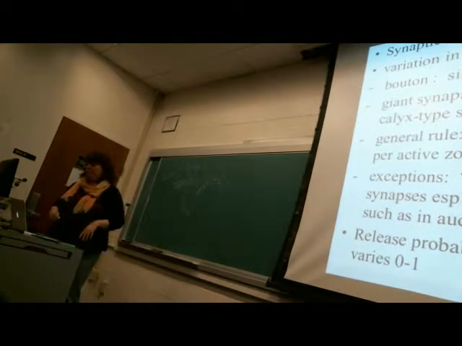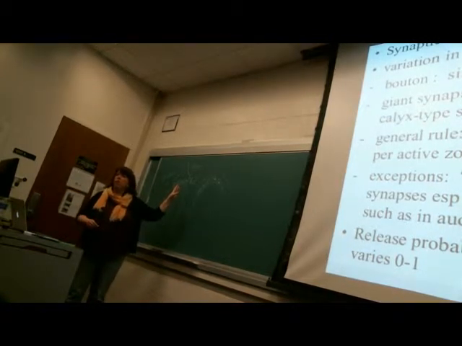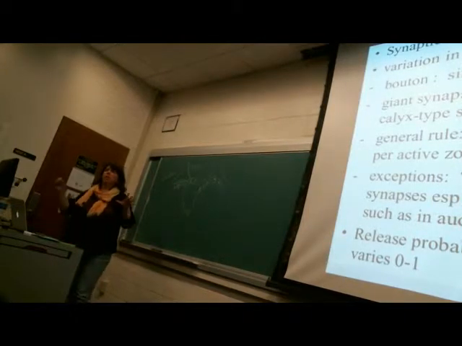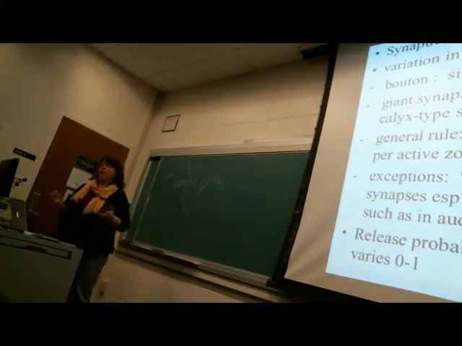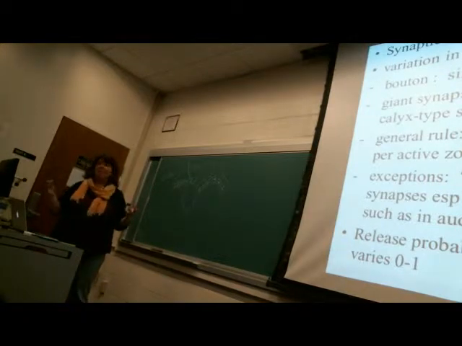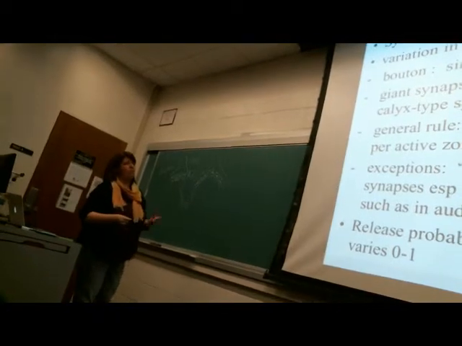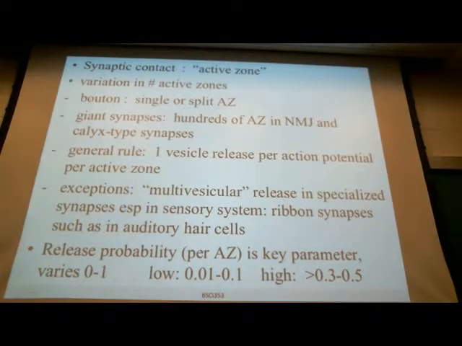Okay. And generally, at each active zone, when you have an action potential, you have a probability of release, and typically you only release one vesicle, even though you've got lots sitting there ready to go. And so this is the one vesicle per active zone dogma. Okay? People for a long time thought that was it. But it turns out, like everything else, there are exceptions. So there's an exception where you have multivesicular release. And these usually happen at very specialized synapses, sometimes in sensory systems, sometimes where you have a lot of continuous release.